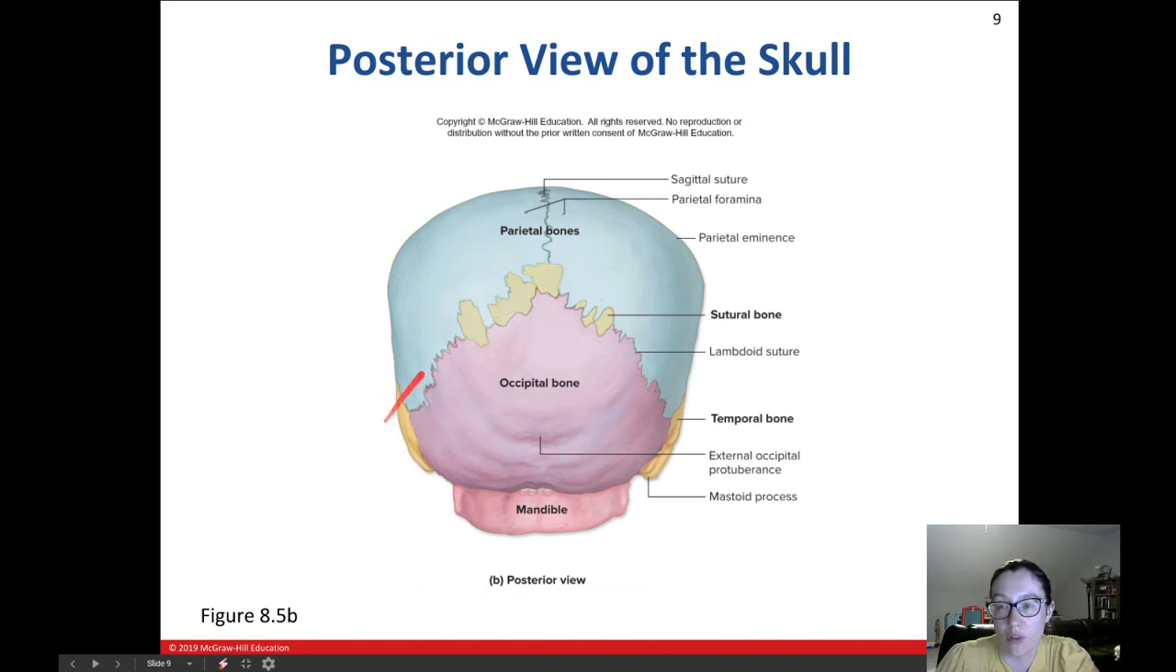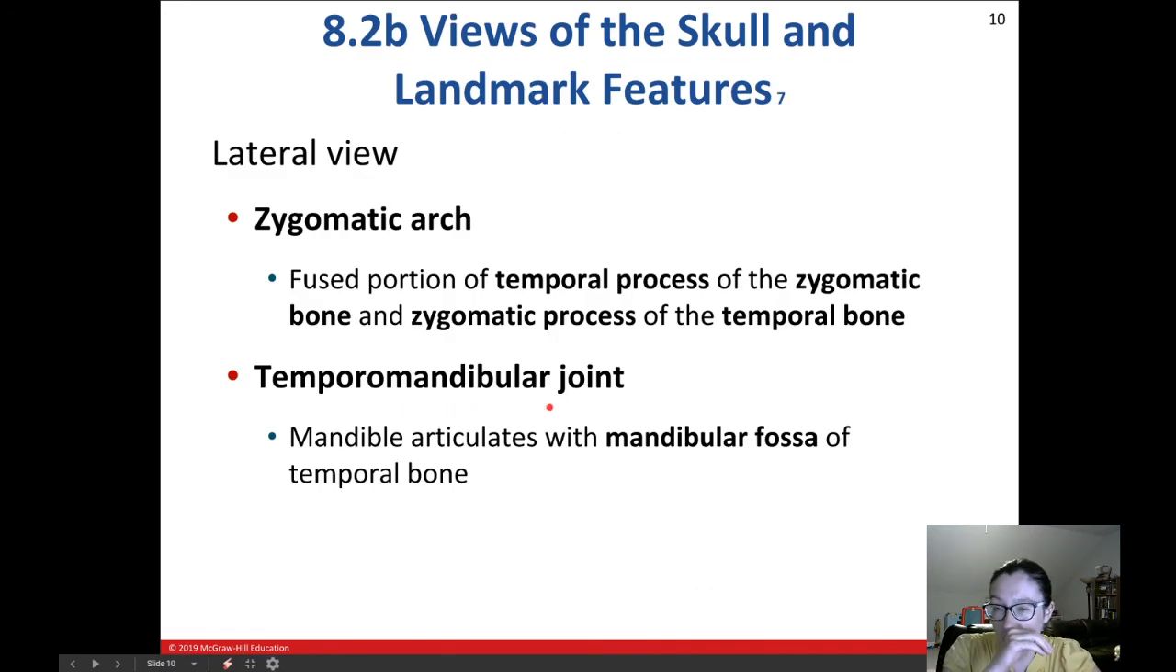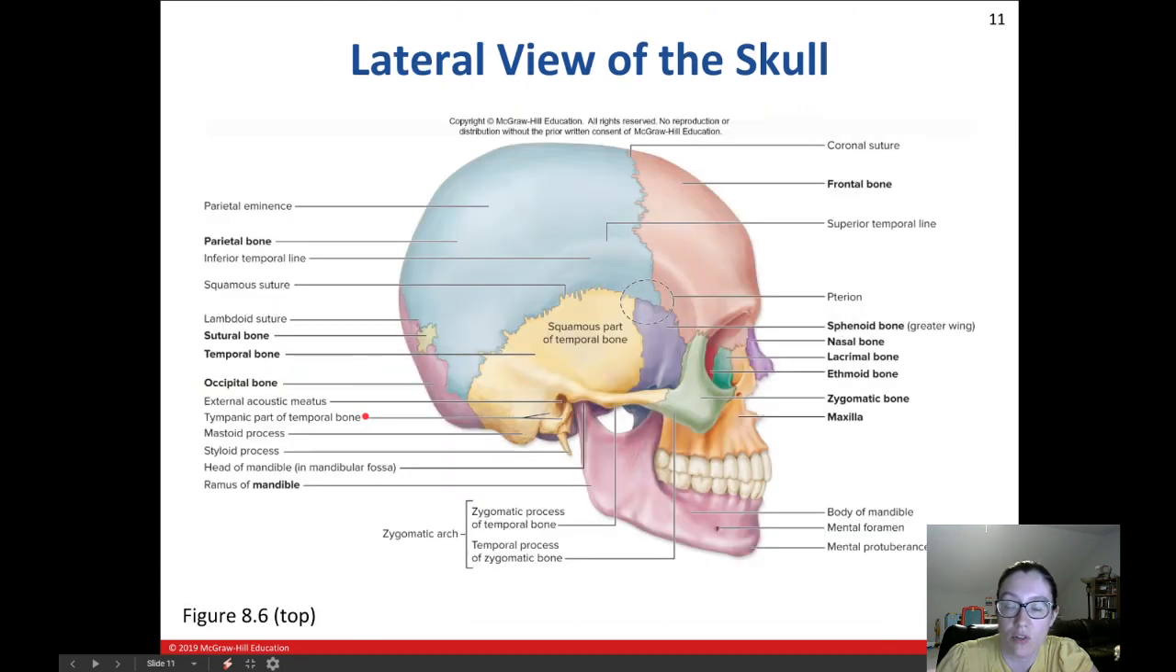And we can see the lambdoid suture even better here from the posterior view of the skull. The lateral view of the skull shows us a couple of things you guys need to know, the zygomatic arch and the temporomandibular joint. And so this part right here is going to be the zygomatic arch, and it's made of the temporal process of the zygomatic bone as well as the zygomatic process of the temporal bone.